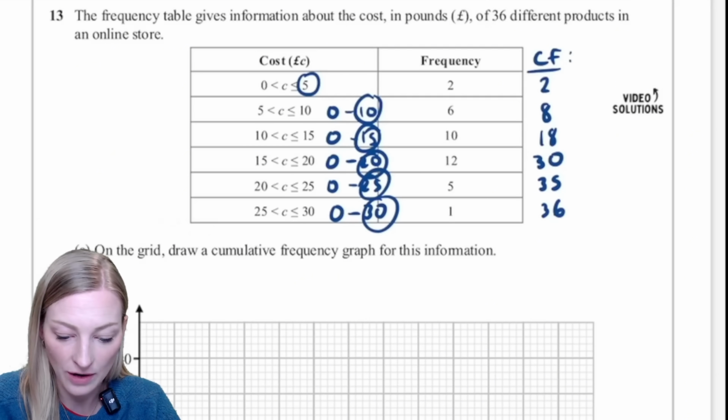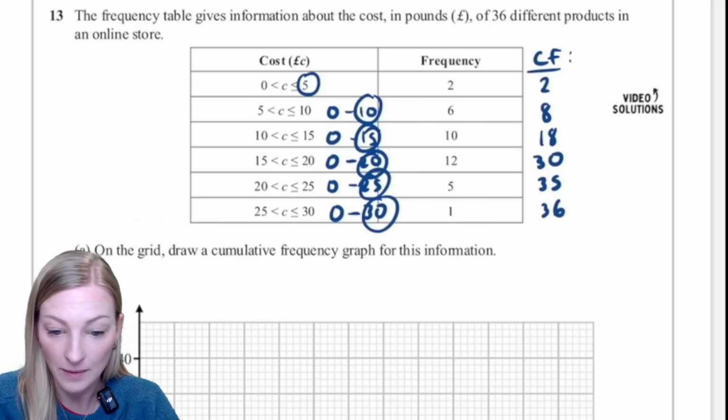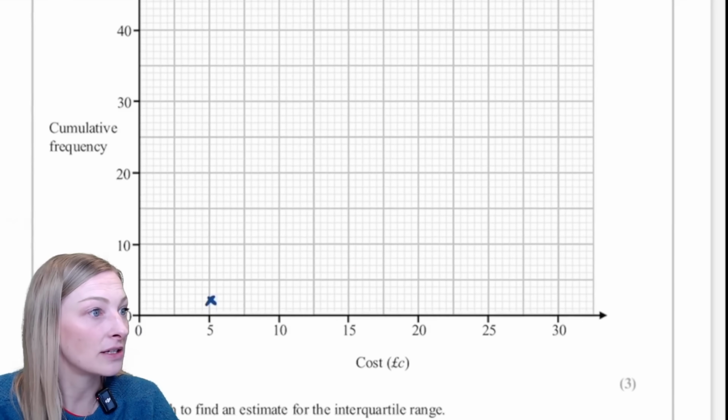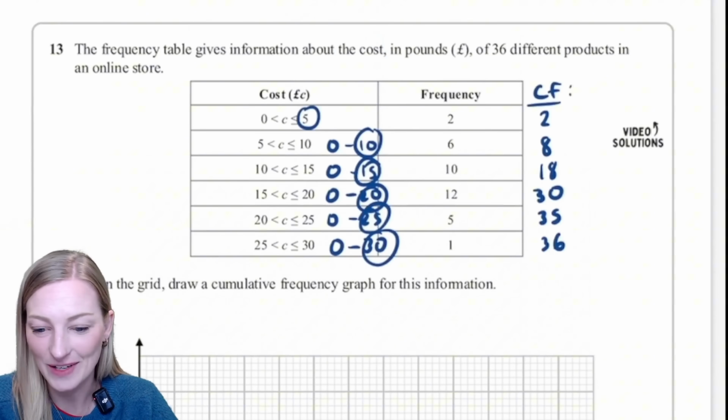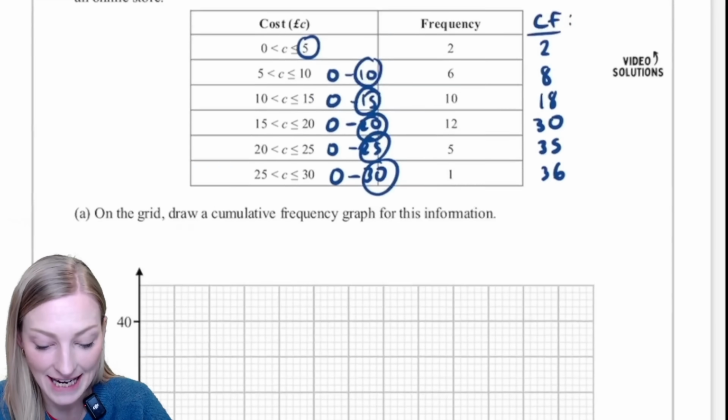So up to 5 is 2. Up to 10 is 8. Can you see this? No, you can't. Up to 10, we got 8. Up to 15 is 18.